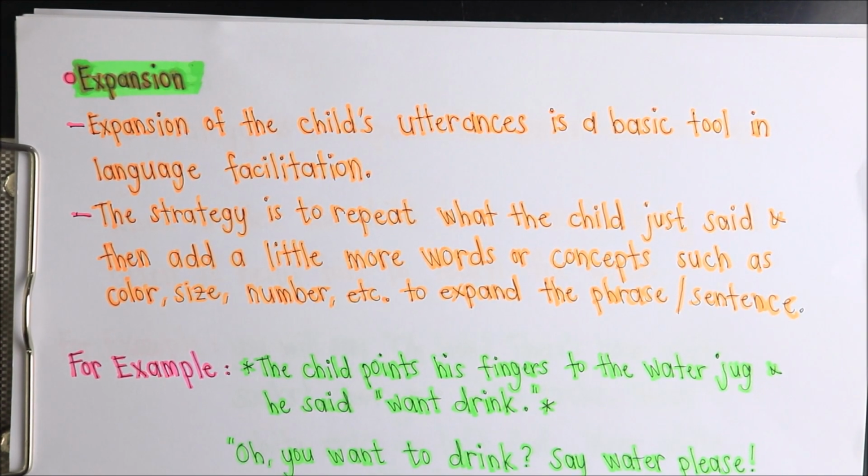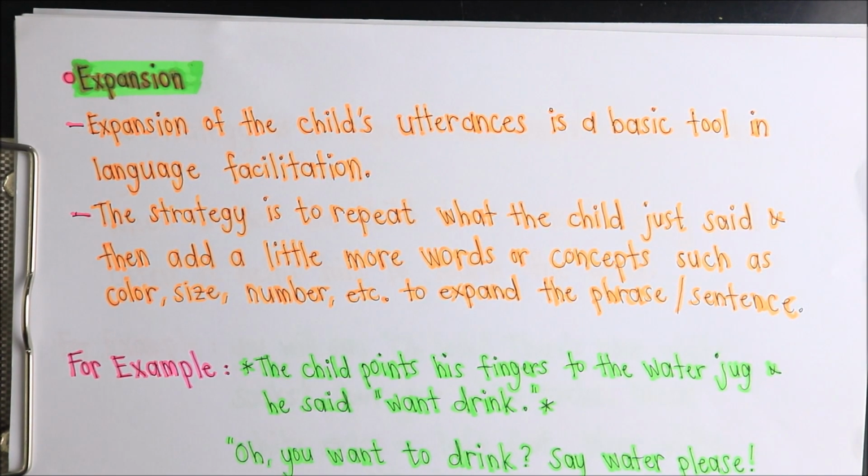Next is expansion. Expansion of the child's utterances is a basic tool in language facilitation. The strategy is to repeat what the child just said and then add a little more words or concepts such as color, size, number, etc. to expand the phrase or sentence.